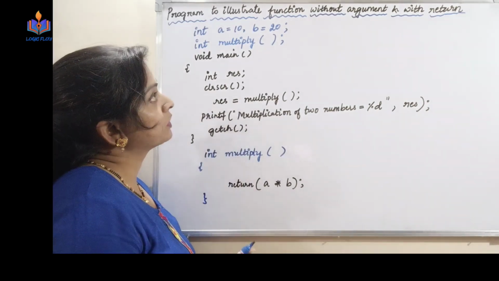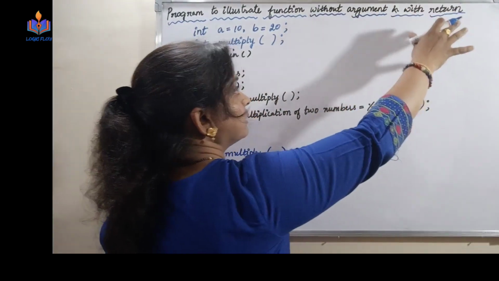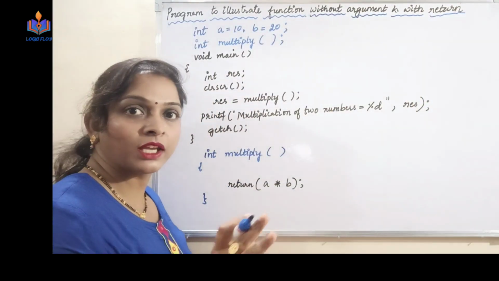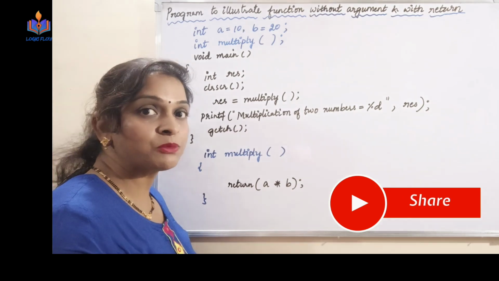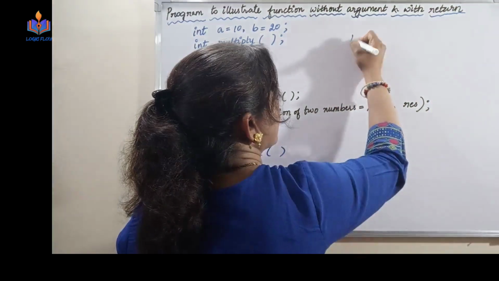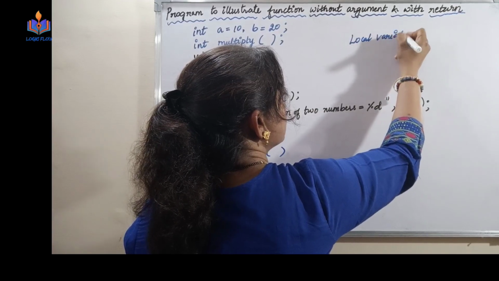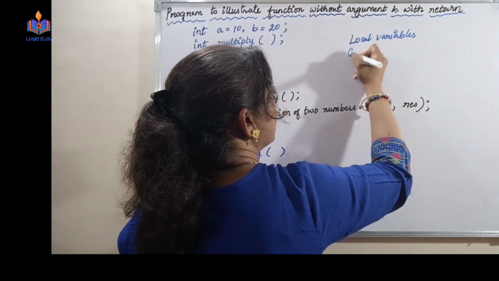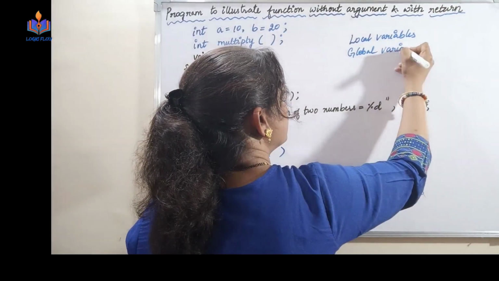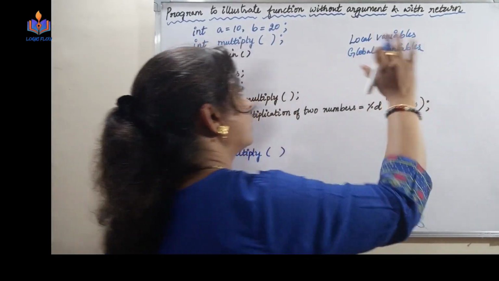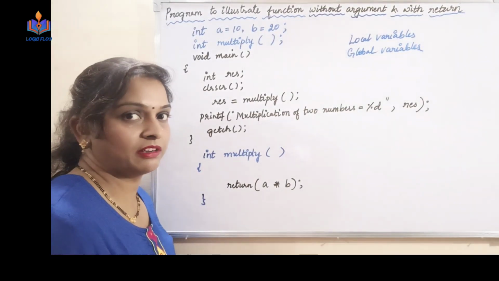So here is the program to discuss the function without argument and with return. Without argument means it is not taking any input, but it is going to return something. So here comes the concept of local variables and global variables. So we have two types here: local variables and global variables. The name itself is self-explanatory.